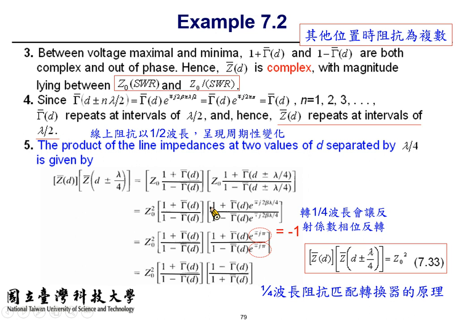Exponential j pi will be minus 1. Plus j exponential plus j pi will be minus 1 as well. So on the denominator and numerator, it will be changed into minus and plus. So you can see here, the things in the middle parentheses cancel each other. So you end up with Z sub 0 squared, as you can see from equation 7.33.